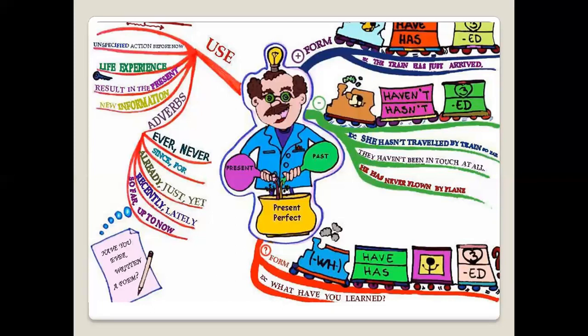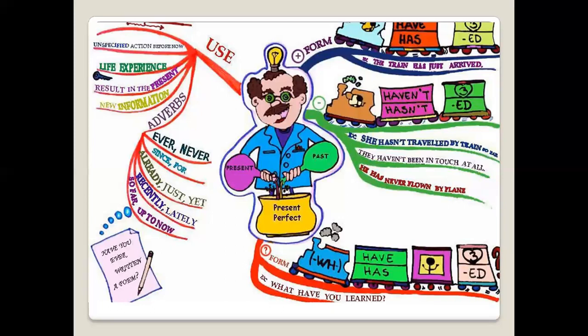As you notice here, I have the form of present perfect: the affirmative, negative, question, and some expressions or adverbs we will use in the present perfect: ever, never, since, for, already, just, yet, and so on. We will use different adverbs or expressions in the present perfect.